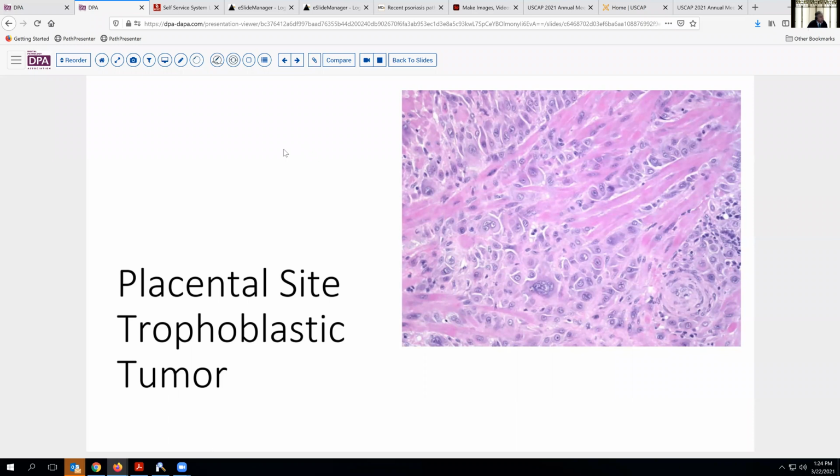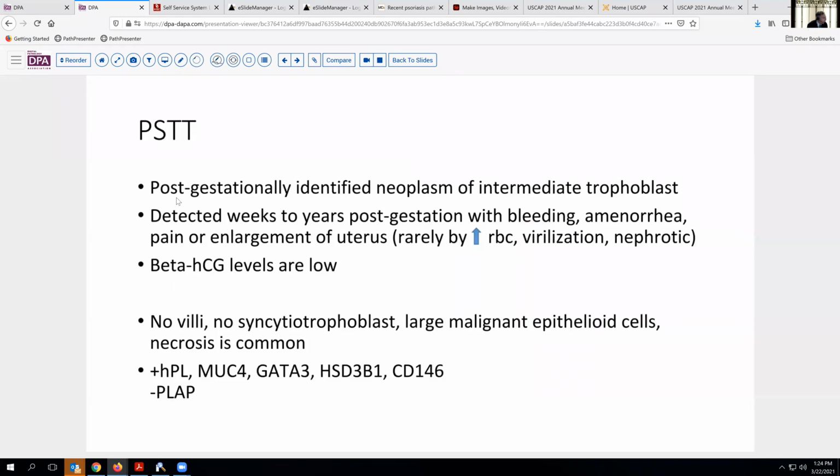So let's go on and talk about the differential for the lesion that you would be concerned about, the placental site trophoblastic tumor. This is a tumor that has malignant potential. It is usually identified in the post-gestational period and is composed of intermediate trophoblast. Now, it can have several weeks to potentially years delay in detection, and may be associated with some uterine enlargement and some hormonal symptoms such as virilization.